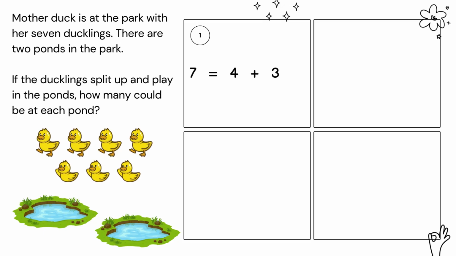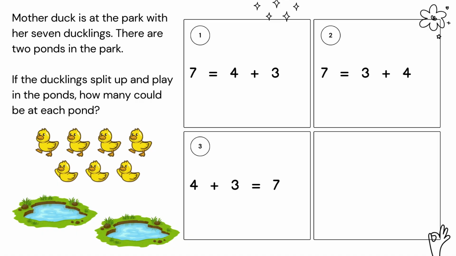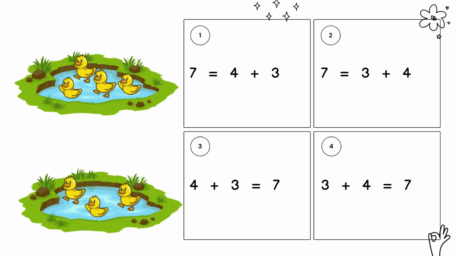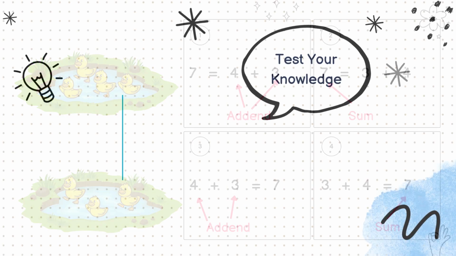7 equals 4 plus 3, 7 equals 3 plus 4. 4 plus 3 equals 7, and 3 plus 4 equals 7. Each equation shows the same idea: 4 ducklings at one pond, 3 ducklings at the other, and 7 ducklings in total. As you guessed, 4 is an addend, 3 is an addend, and 7 is the sum.